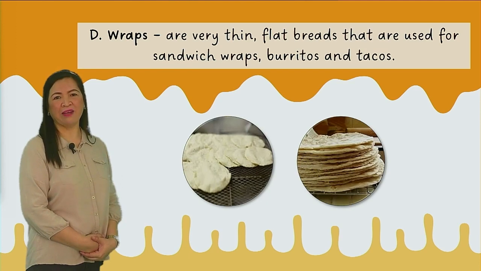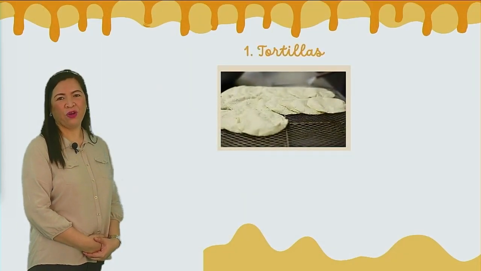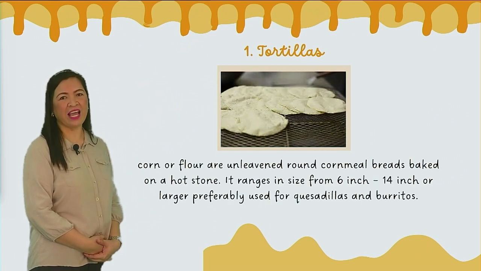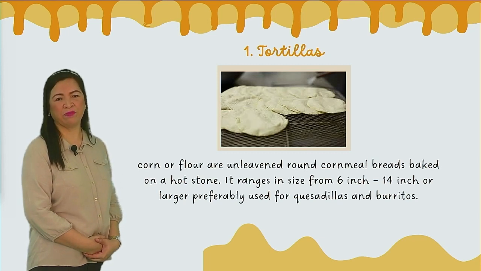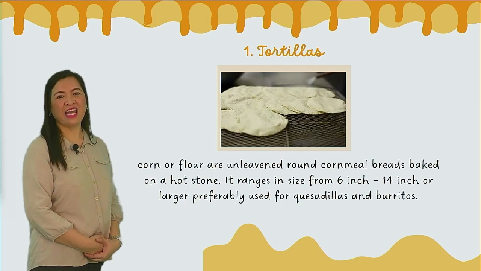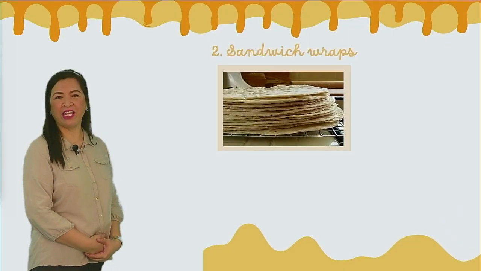And under wraps, we have tortillas. Corn or flour are unleavened round cornmeal breads baked on a hot stone. They range in size from 6 to 14 inches or larger, and are preferably used for quesadillas and burritos. Sandwich wraps, either whole wheat or spinach flavor.